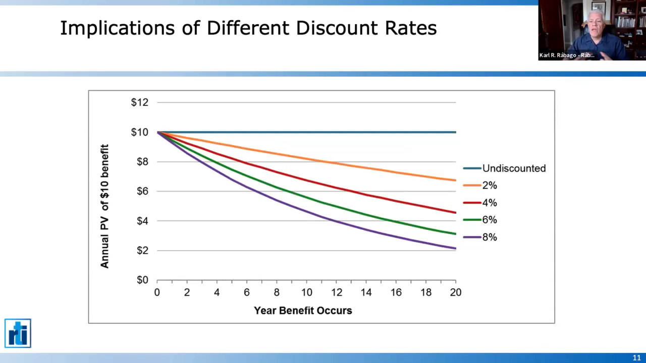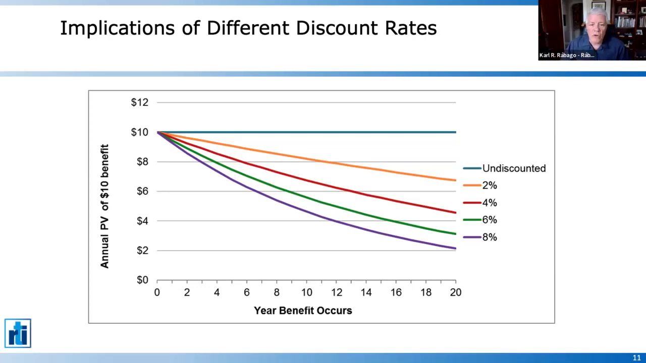Here we've just got a very simple example of you've got $10 of current benefit and you apply different discount rates to see what that number is in the future. And if you do undiscounted, remember that's that nominal rate, the line is straight. It's $10 every single year. But if you have a 2% discount rate or inflation rate, a 4%, a 6%, or 8%, you see these different curves.